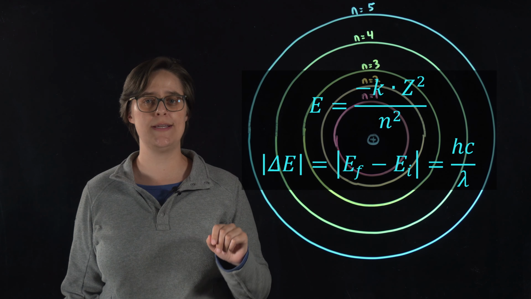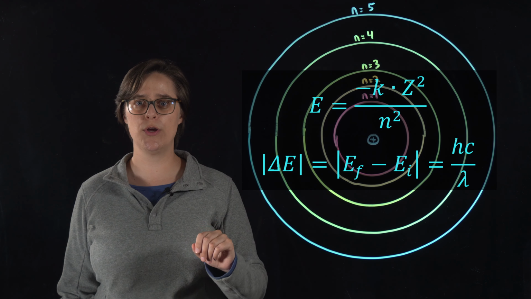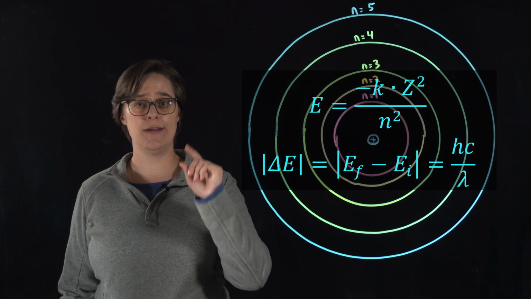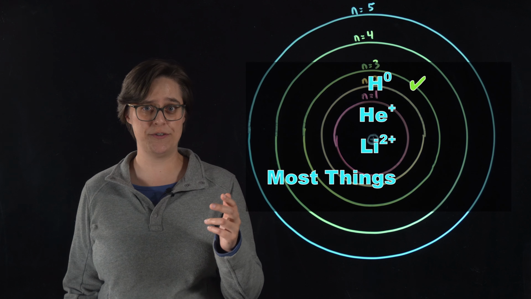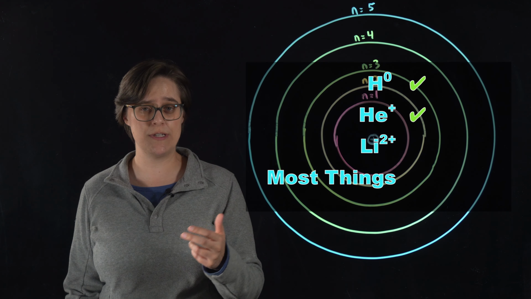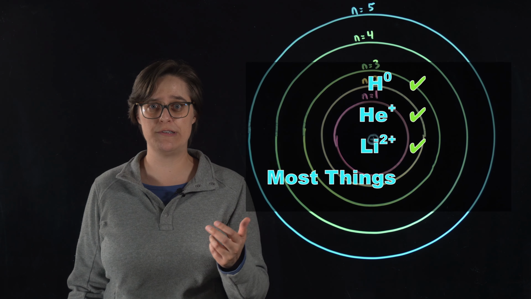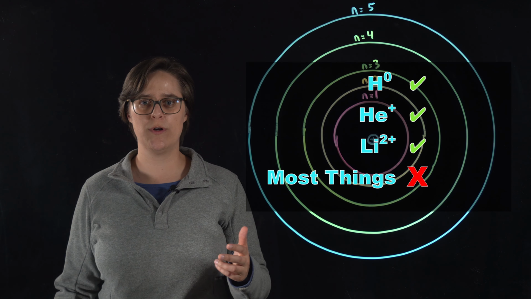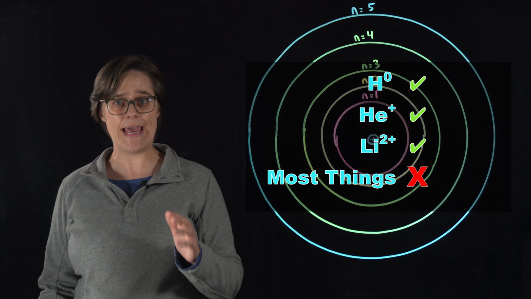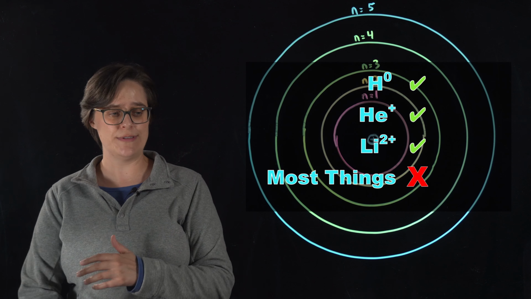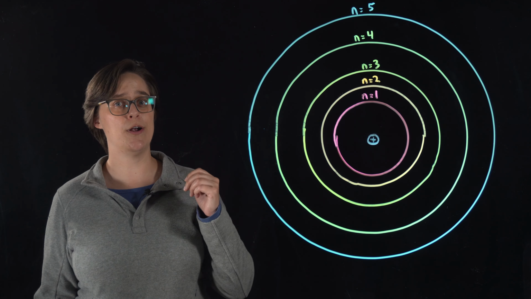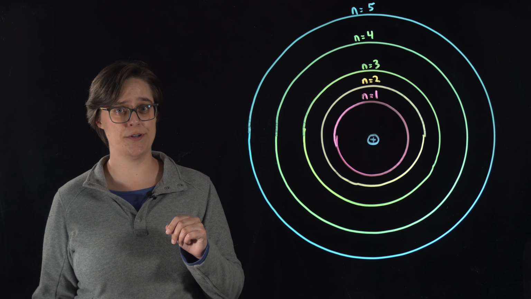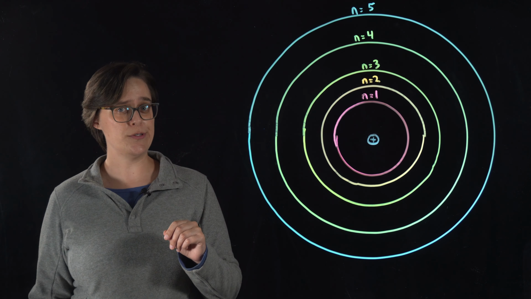This model and these equations only work for atoms and ions that only have one electron. That means it works for an uncharged hydrogen, for helium with a +1 charge, for lithium with a +2 charge. It does not work for multi-electron atoms or ions, or let alone anything with bonds. So we are not done figuring out the structure of the atom. We are also still missing a subatomic particle.